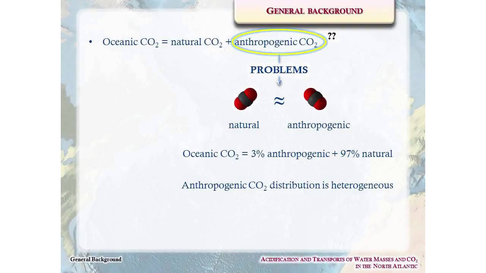So to know how much of the anthropogenic CO2 has been uptaken by the ocean, we require a method that allows distinguishing the natural and anthropogenic components. But this is a difficult task for a variety of reasons. First, anthropogenic CO2 cannot be distinguished from natural CO2, and it has to be inferred from indirect means. Second, the anthropogenic perturbation represents only about 3% of the total dissolved inorganic carbon in the ocean. And finally, the anthropogenic CO2 presents a distribution that is rather heterogeneous in the ocean.